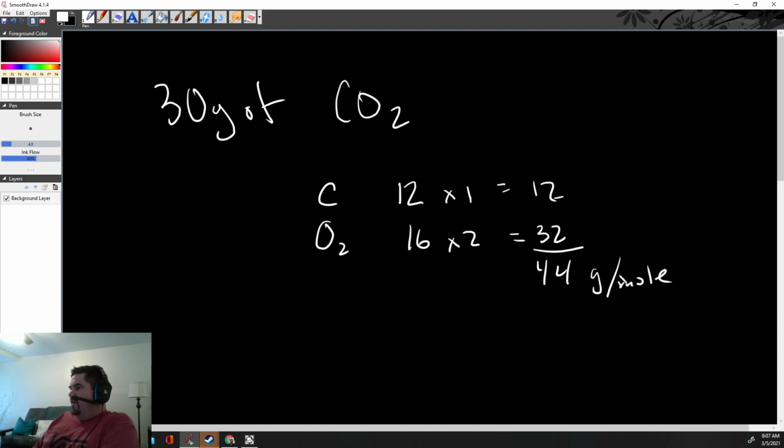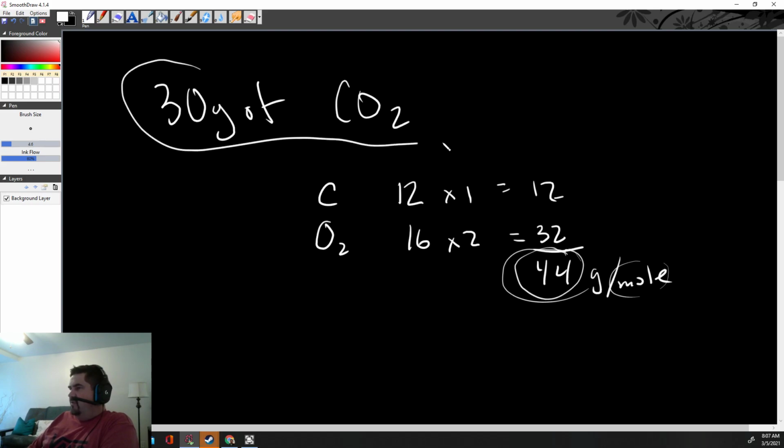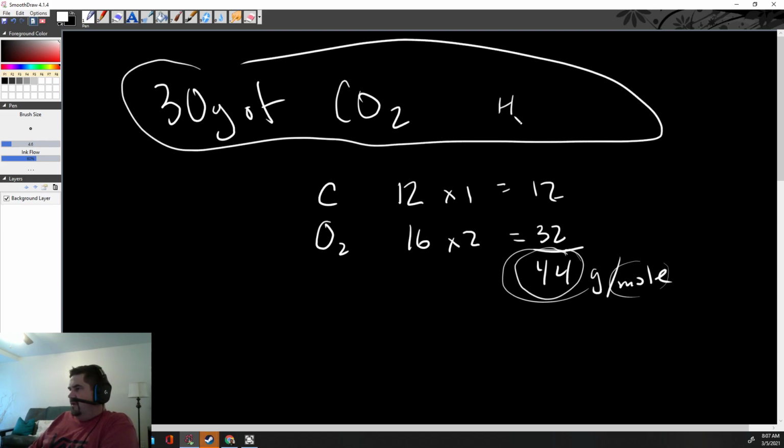So if somebody asks you, what is the mass of 1 Avogadro's number? The answer is 44. If they say, what's the mass in 1 mole? The answer is 44 grams as well. But that's not what they're asking. They're asking for how many moles are in this. So how many moles? And we've done this before. Well, we already know there's 44 grams in a mole, but they only have 30 grams. So obviously I don't even have 1 mole, but how much do we have exactly?